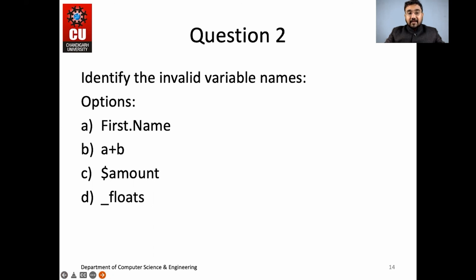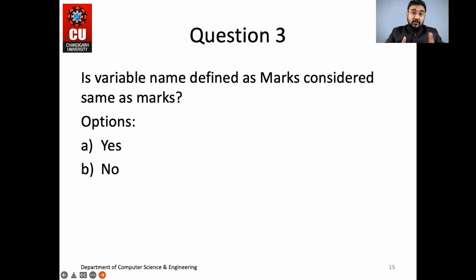Identify the invalid variable names. So what are the invalid variable names? First dot name is an invalid variable name because you cannot make use of dot. A plus B is an invalid variable name because you cannot make use of plus, right? Dollar amount is an invalid variable name. Similarly, you cannot make use of dollar. Underscore floats is valid because underscores are allowed and variable names can start with an underscore as well. But there cannot be two successive underscores. Please make a note of this.